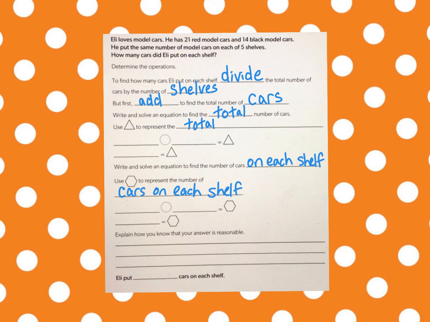All right, let's practice this problem. Eli loves model cars. He has 21 red model cars and 14 black model cars. He put the same number of model cars on each of the 5 shelves. How many cars did Eli put on each shelf?